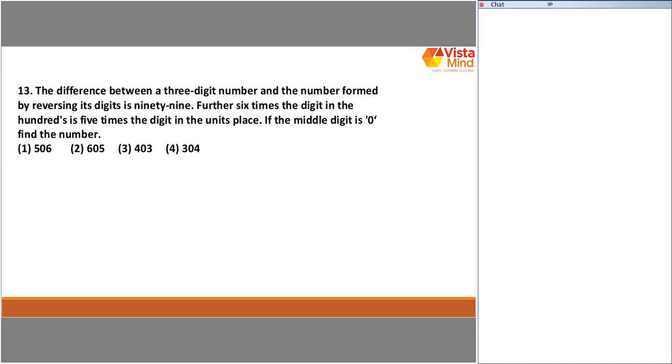Okay, let us discuss. The difference between a 3-digit number and the number formed by reversing the digits is 99. Now we need to check which options give a difference of 99 on reversing. Let us take the first option, 506. If I reverse the digits, it becomes 605, and the difference between them is 99. The same property is obeyed by 605, 403 and 304.